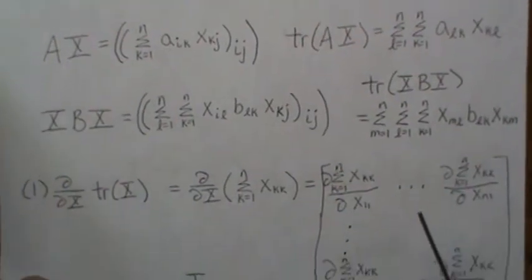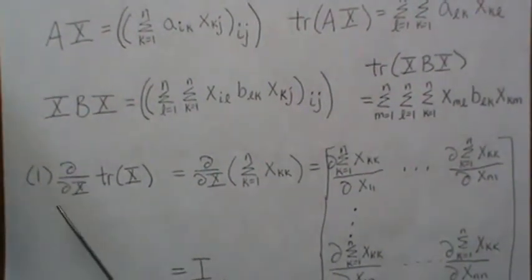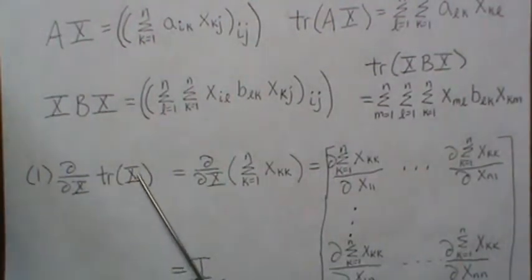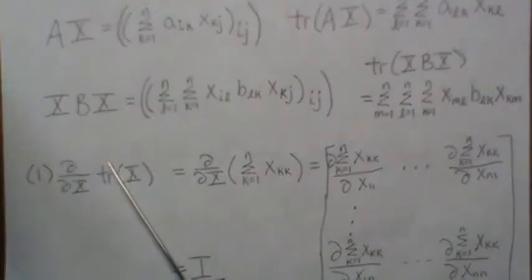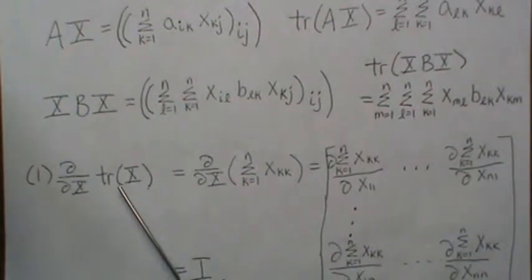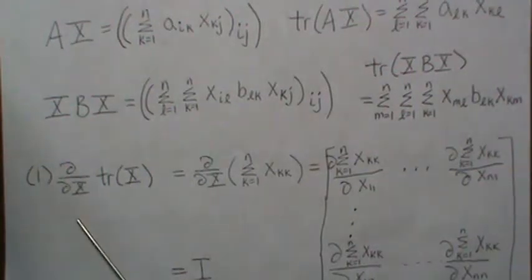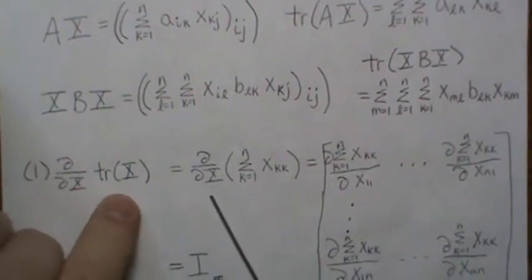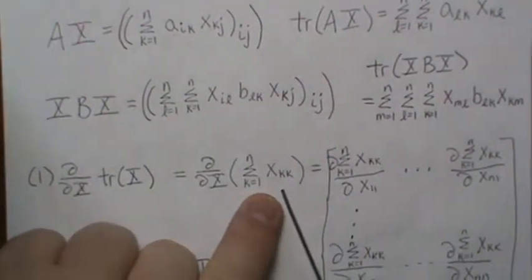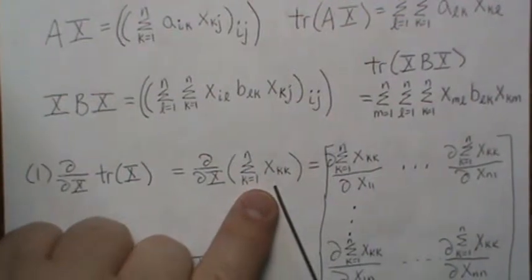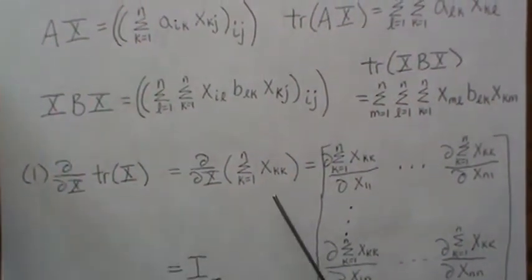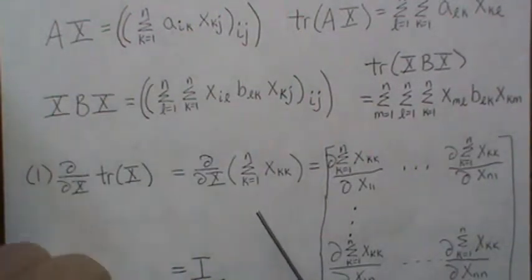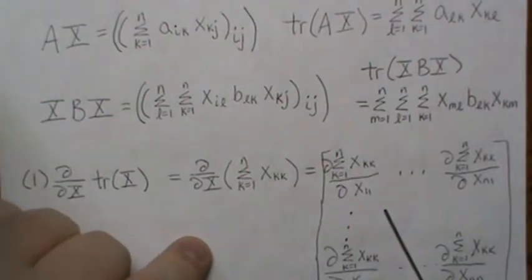So let's start taking derivatives. Here, the derivative of the trace of X. Now, the trace is a scalar, because we're adding the elements and you get a number back. So this is the derivative of a scalar with respect to a matrix. We represent the trace by this, the sum of those diagonal elements. And you need to go back and look at the derivative of a determinant with respect to a matrix to see this notation and why it's like this.